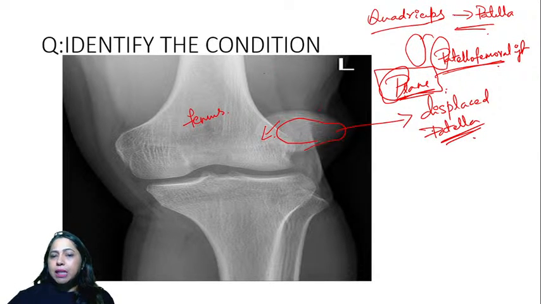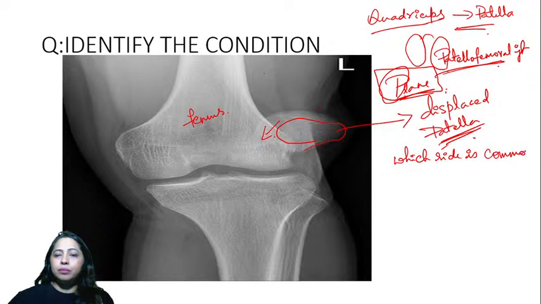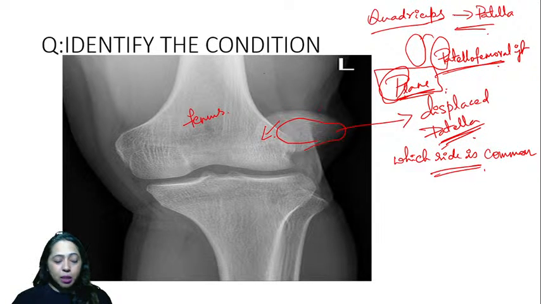And you can see that there is displacement of the patella. But which side is more common is a question. Which side is more common? Is it the medial side displacement more common or the lateral side displacement more common? Which one is more common in case of displacement of the patella or dislocation of the patella? Where does it move? It moves medially or laterally.